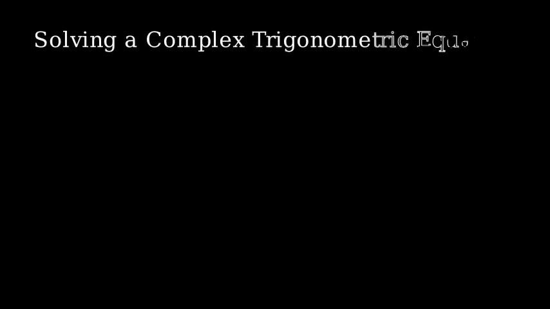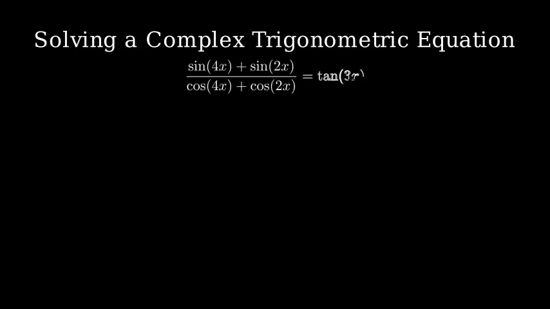Welcome. Today we'll solve a complex trigonometric equation. Let's look at our equation. The sine of 4x plus sine of 2x divided by cosine of 4x plus cosine of 2x equals tangent of 3x. Let's solve this step by step.